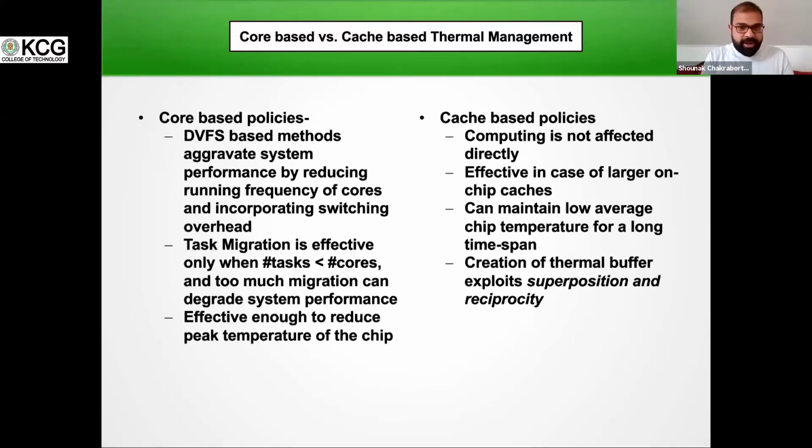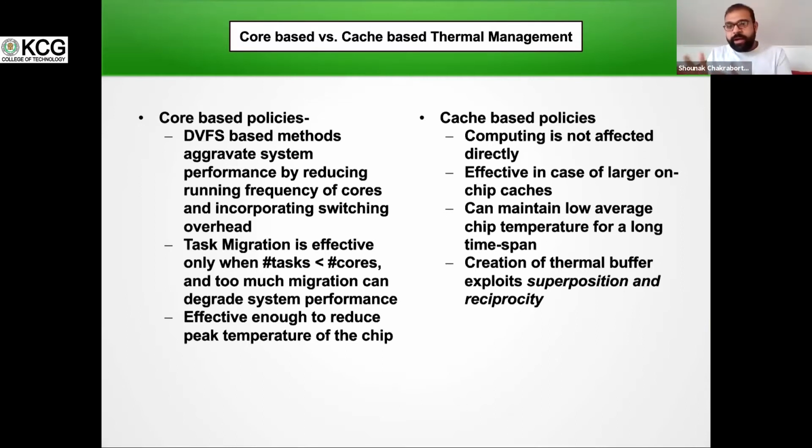Another significant part is task migration. Task migration is a very well-known technique used mostly in real-time systems, where it is applied only when the number of tasks is lesser than the number of cores available. Why like that? Because you have to migrate the task from a hotter region to a comparatively colder region on the chip, and for that some cores should be free, where you can move your task from one part to another. But task migration is also very prone to performance degradation. This may be a big loss for the system if you exploit task migration very frequently; it is not very performance friendly. However, these core-based techniques directly impact the peak temperature of the chip. It will reduce the peak temperature.